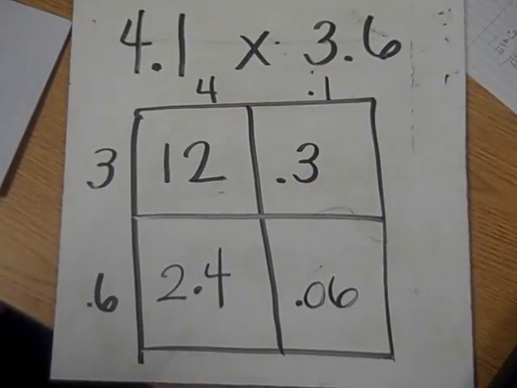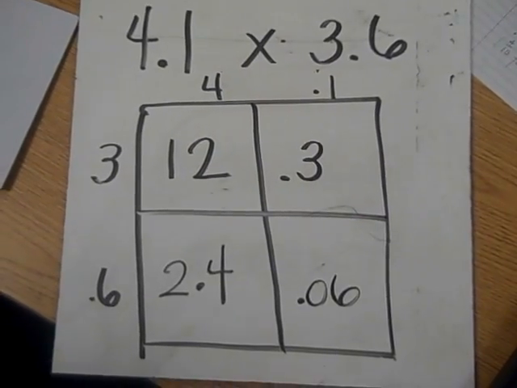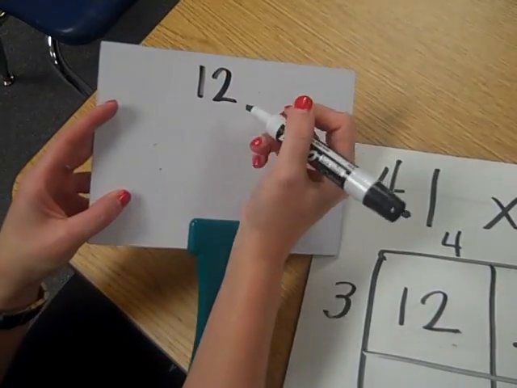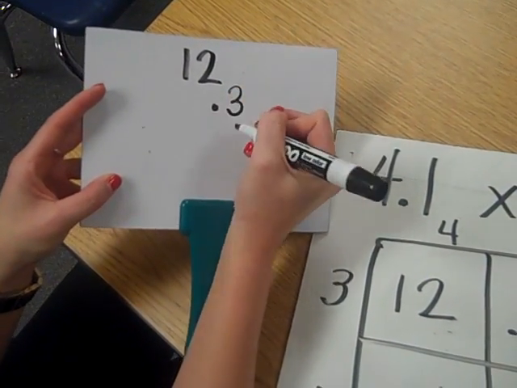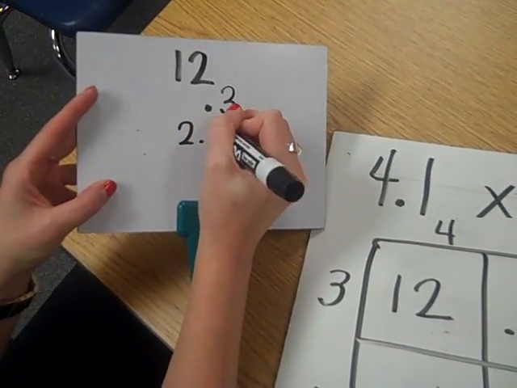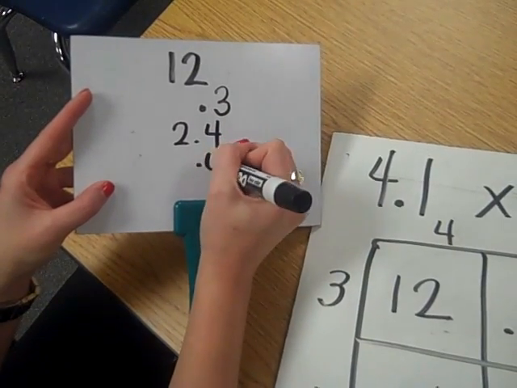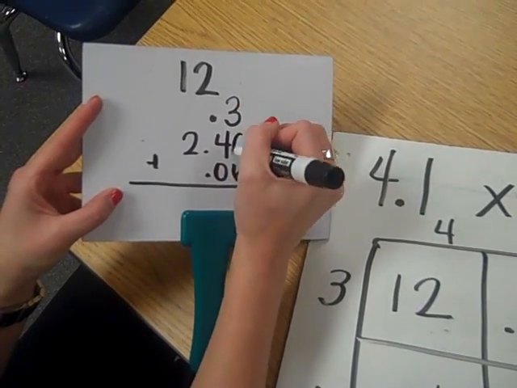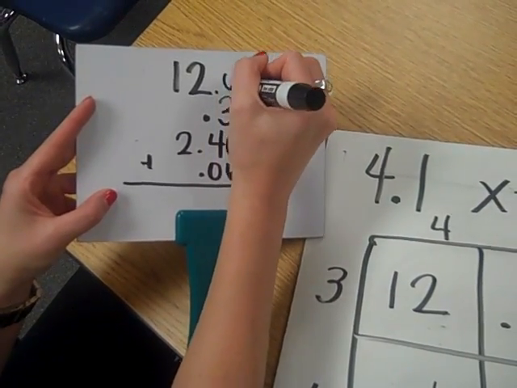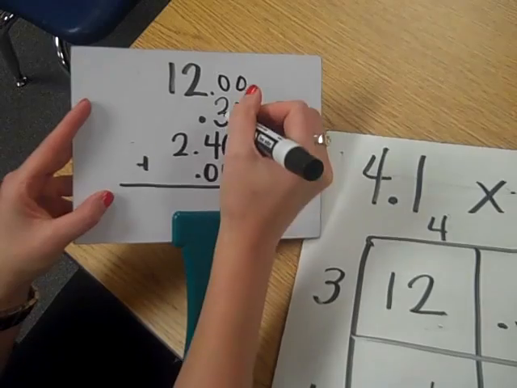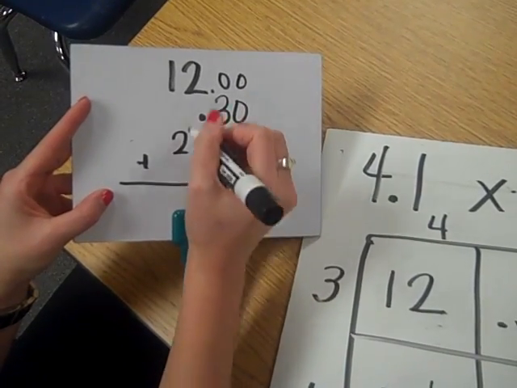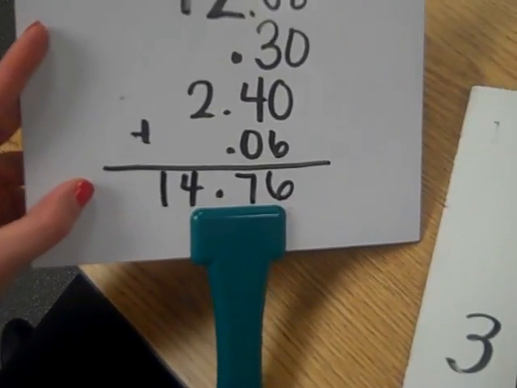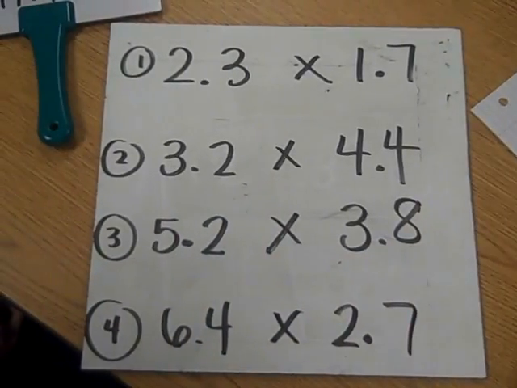All right, now are these your partial products? If so, you'll add your partial products: 12, 3/10, 2 and 4/10, and 6/100, and you will add them together, for a product of 14 and 7/600. All right, you try these 4 on your own.